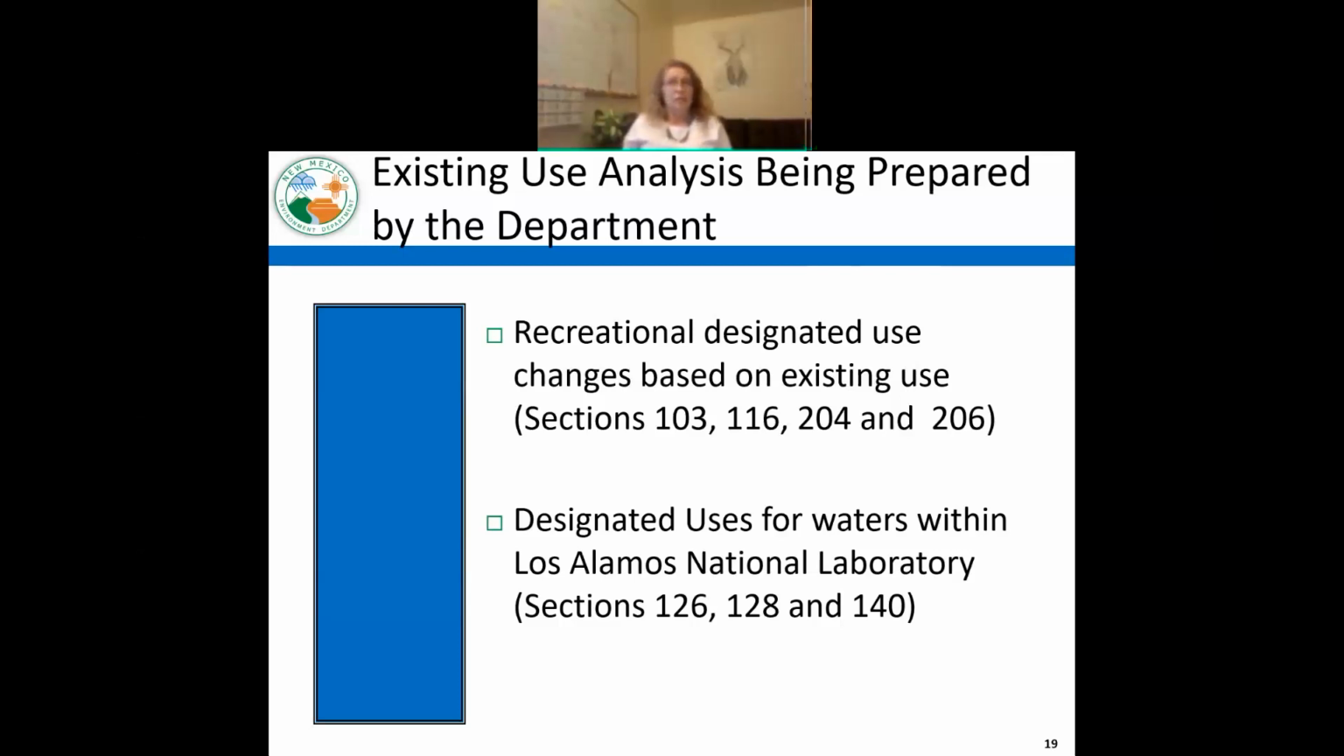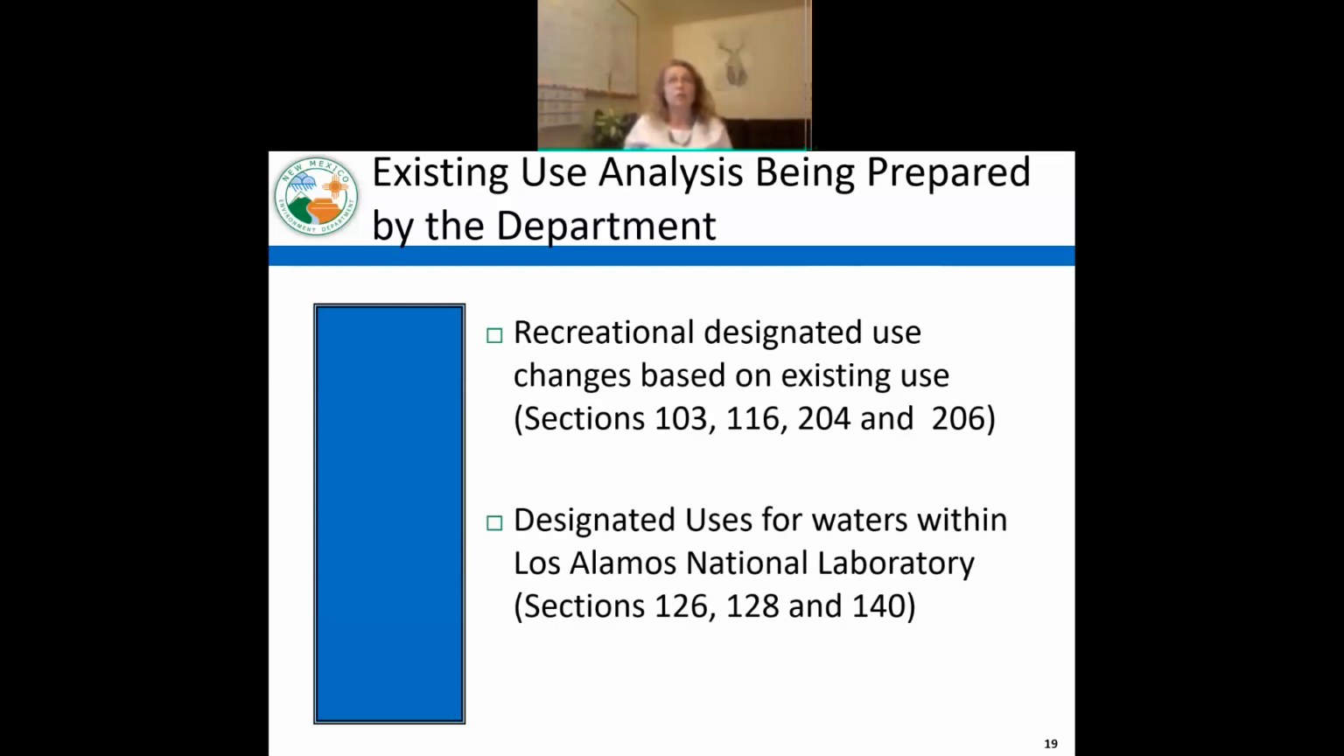The other designated use amendment being proposed comes out of a joint stipulation between the department, Los Alamos National Laboratory, and Amigos Bravos. And this was entered into as part of the last triennial review. The department is proposing to amend designated uses and add a new section under 20.6.4.140 NMAC for intermittent portions of waters within Los Alamos National Labs, as demonstrated through an existing use analysis.